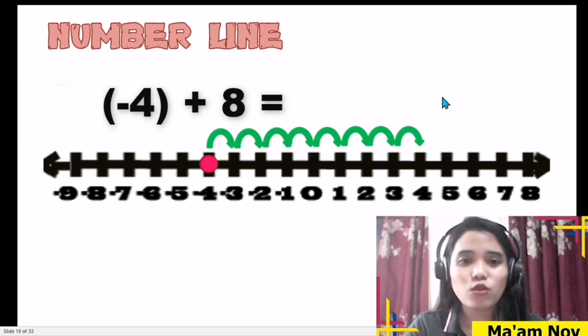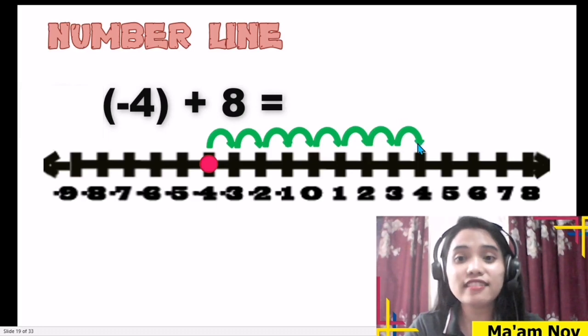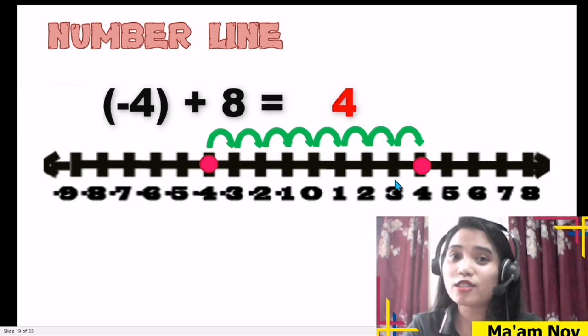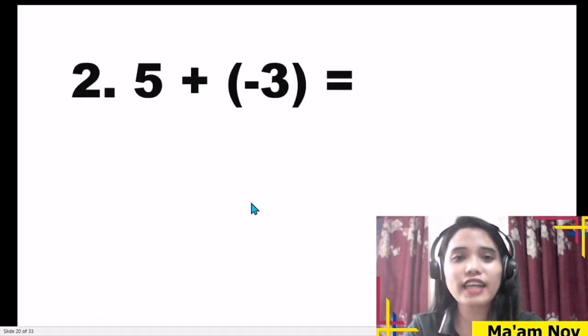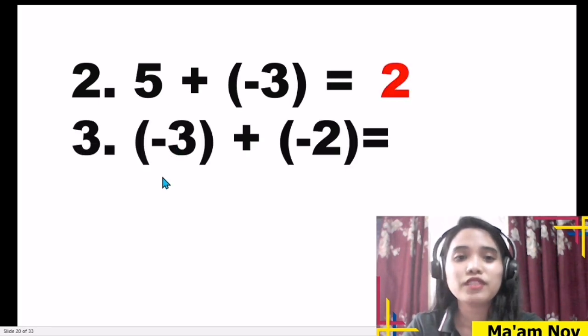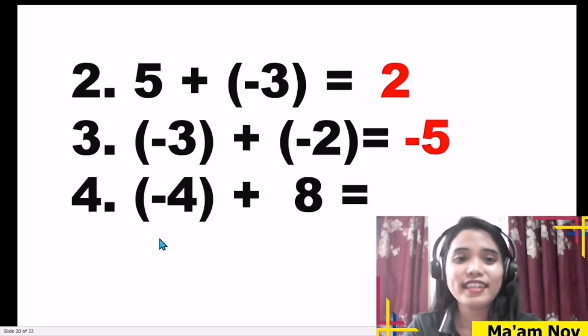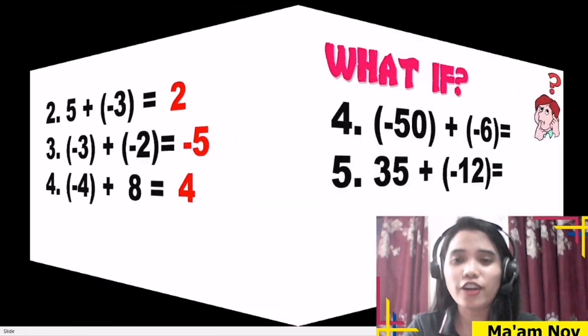So, we have 1, 2, 3, 4, 5, 6, 7, 8. Saan tayo nagland? Kay positive 4. So, ang sagot is positive 4. So, review natin kanina, 5 plus negative 3 is positive 2. Negative 3 plus negative 2 is negative 5. Negative 4 plus positive 8, ang sagot is 4.